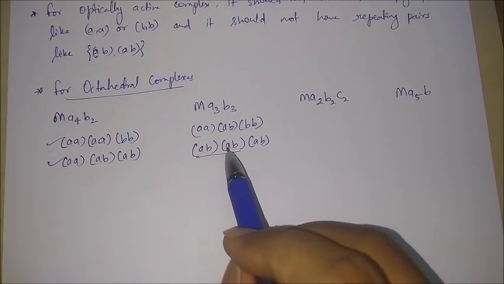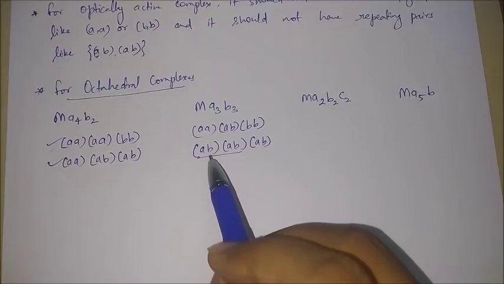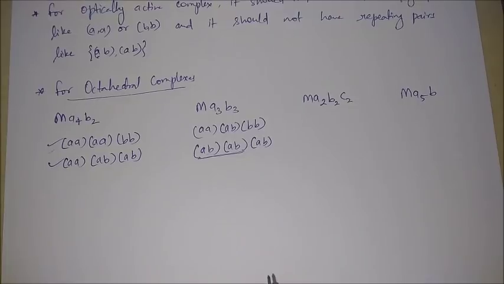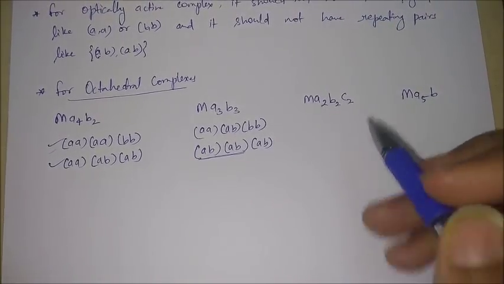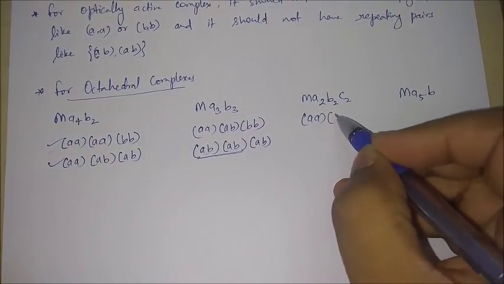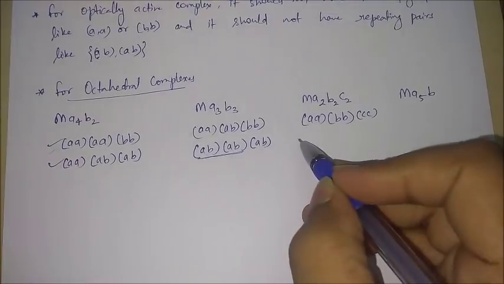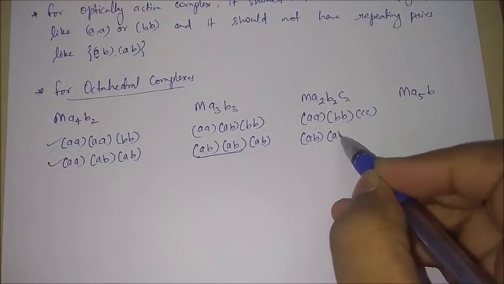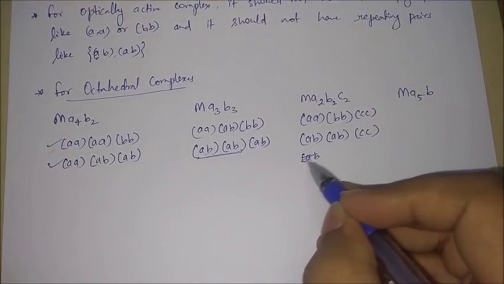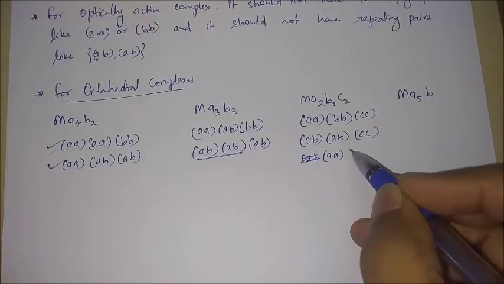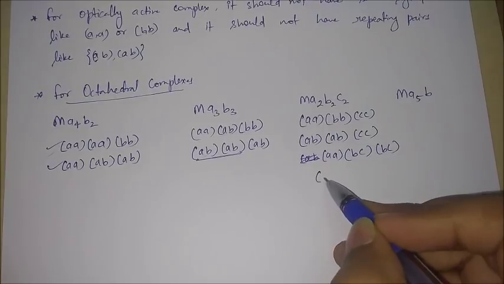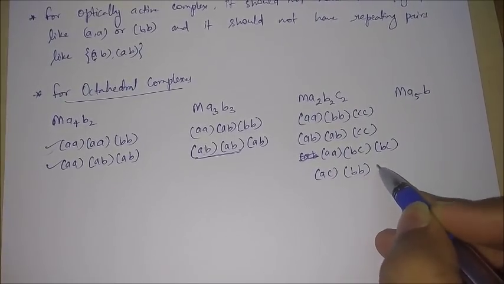So in octahedral also you just have to see whether two of them are the same or not. Now we'll talk about Ma2B2C2. How can you write the combinations? It could be AA, BB, CC. This is the first way. Then you can write AB, AB, and CC. Then keep AA like that only, and you can write BC, BC. Then AC, AC, and BB. So these are certain ways of writing them.